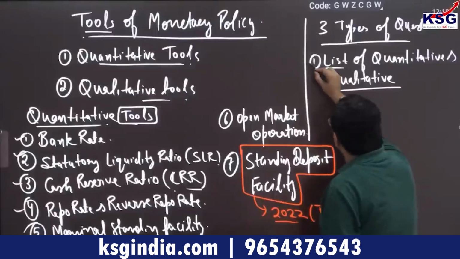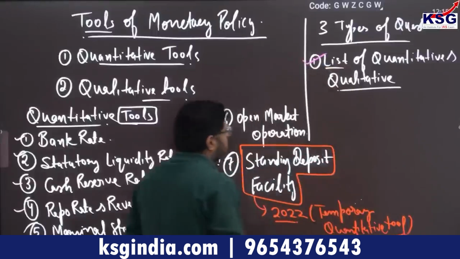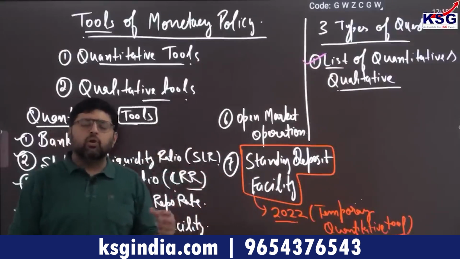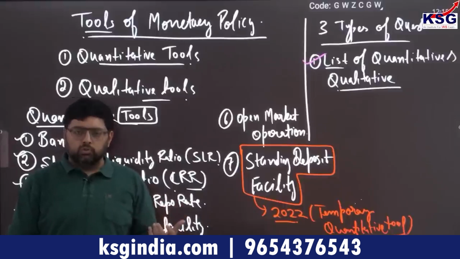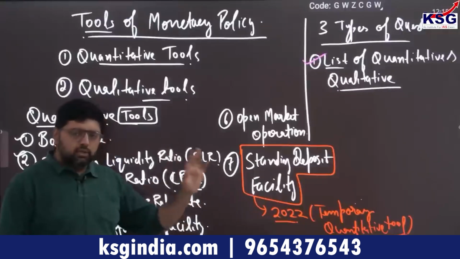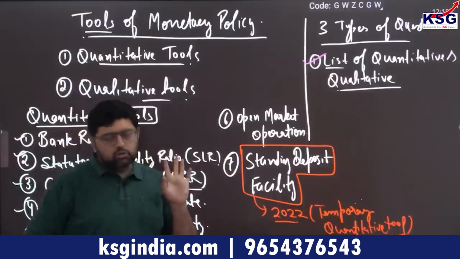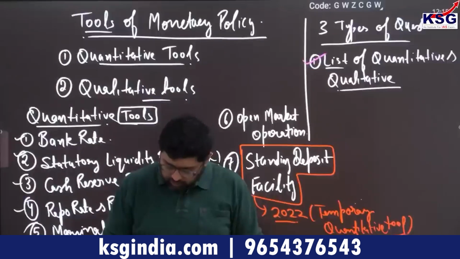Now this is the first type of question that UPSC used to ask. They'll ask you in general which of the following are qualitative tools, quantitative tools, or which of the following are monetary policy tools. If you know the list, you can easily answer it without knowing what these tools are. So this is one of the easiest things that you can remember. Clear?